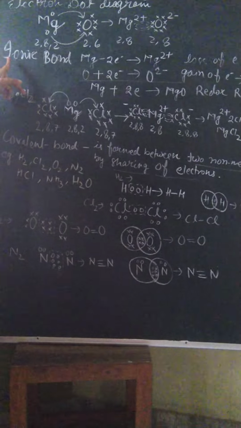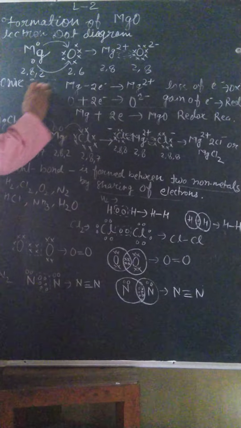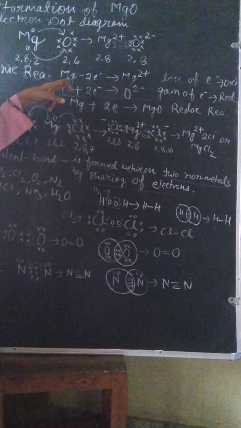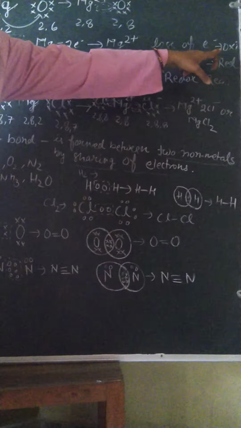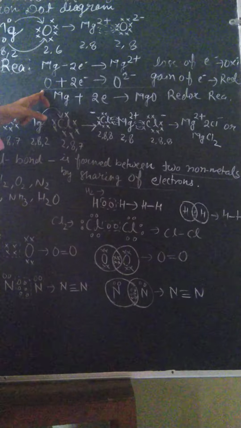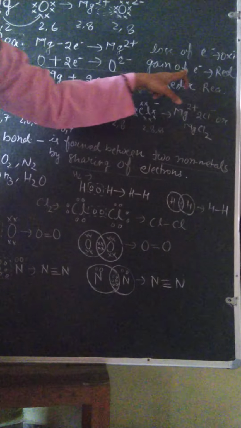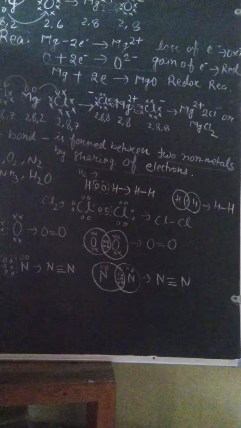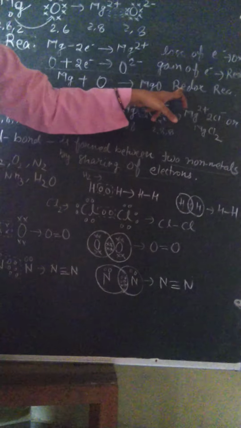Now see the ionic reaction. Second topic is ionic reaction for the formation of magnesium oxide. Magnesium loses 2 electrons to form Mg2+. Loss of electron is called oxidation. Now oxygen gains 2 electrons to form O2- ion and gain of electron is called reduction. Mg plus 2e. Mg plus O gives MgO, and formation of MgO is the redox reaction.